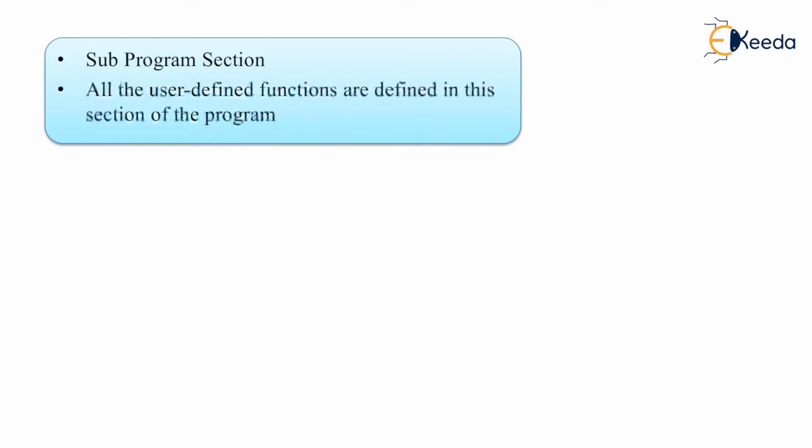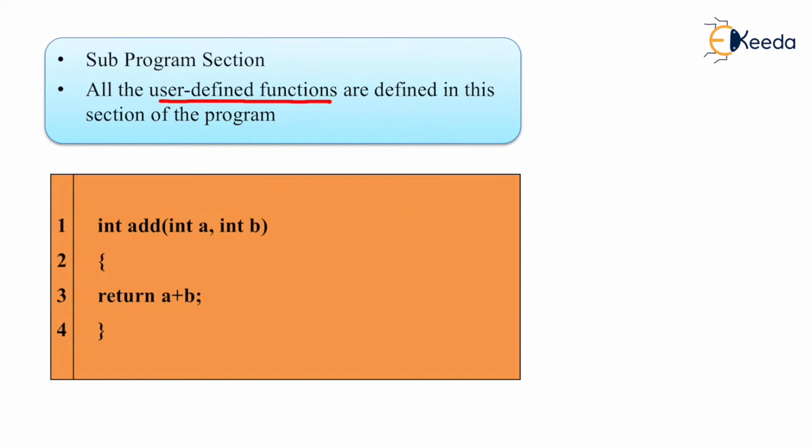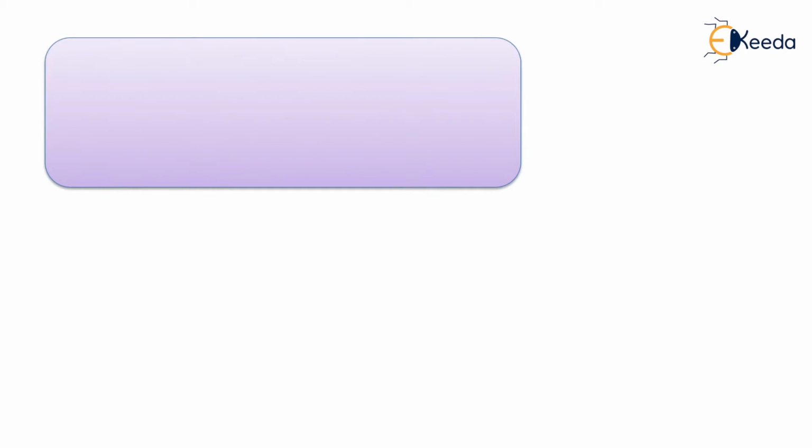All the user-defined functions are defined in these sections. For example, if you are defining one user-defined function as add, you give the return type of that function, the parameters which it requires, then the process of whatever it's going to perform inside the opening and closing brackets. Next, we'll see one of the sample programs right now.